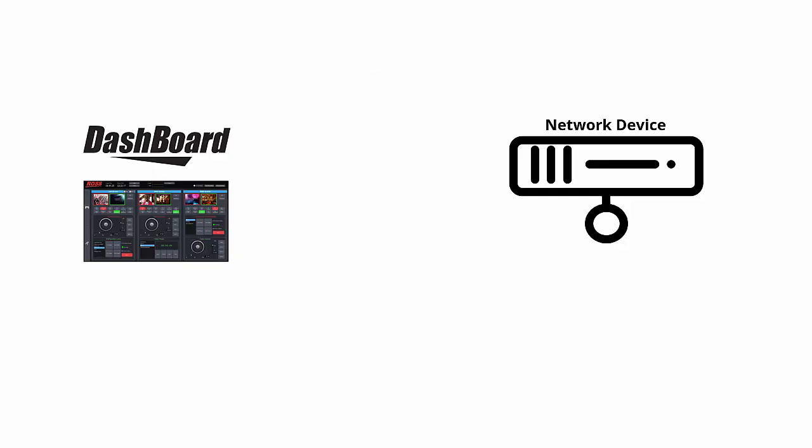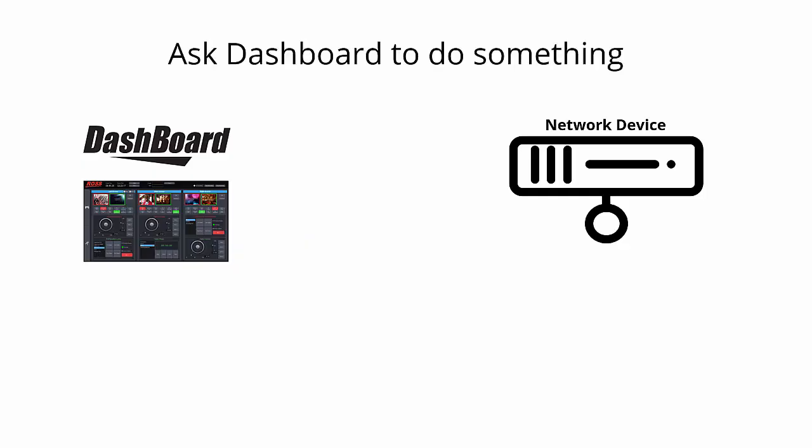Another thing that's useful for listeners is if you want the network device to be able to ask DashBoard to do something. So rather than us controlling the network device, the network device can now control DashBoard. There's multiple ways of doing that, but one of them is with a listener. So the network device might be able to say, I want you to trigger the lights because I'm now playing this movie.